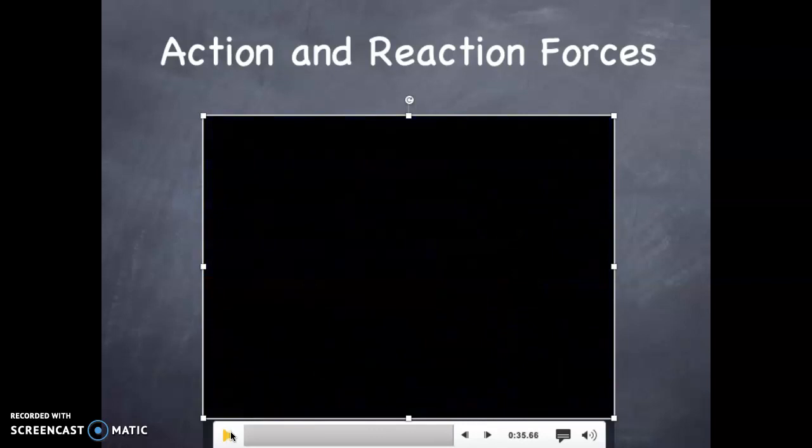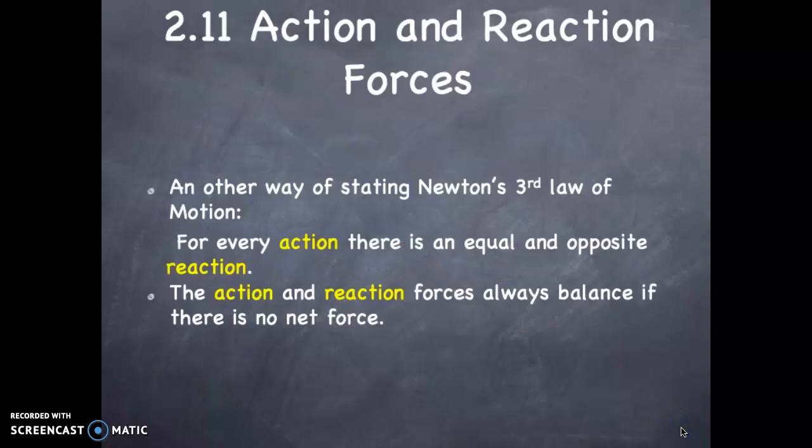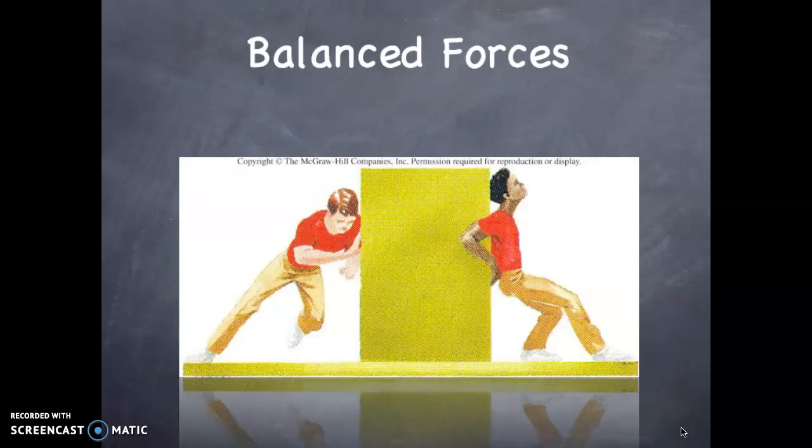So what he's showing here, there are horizontal forces. Obviously, there's a weight force that's not talked about in this presentation. So action and reaction forces. Another way of stating Newton's third law of motion: for every action there's an equal and opposite reaction. The action and reaction forces always balance if there is no net force.